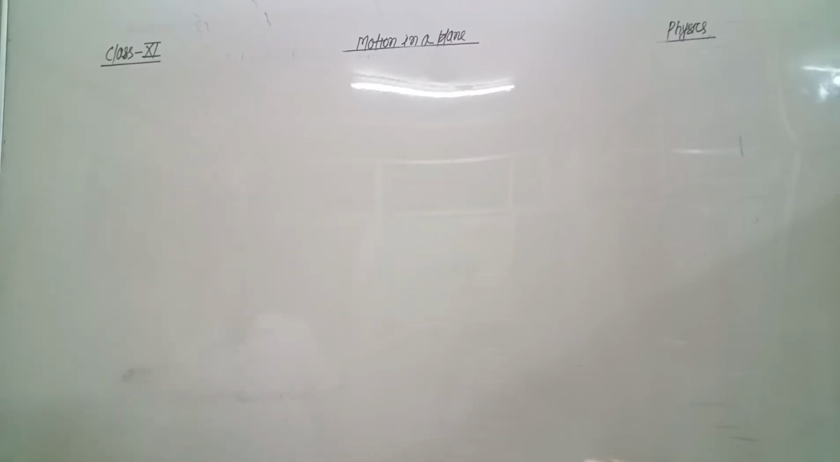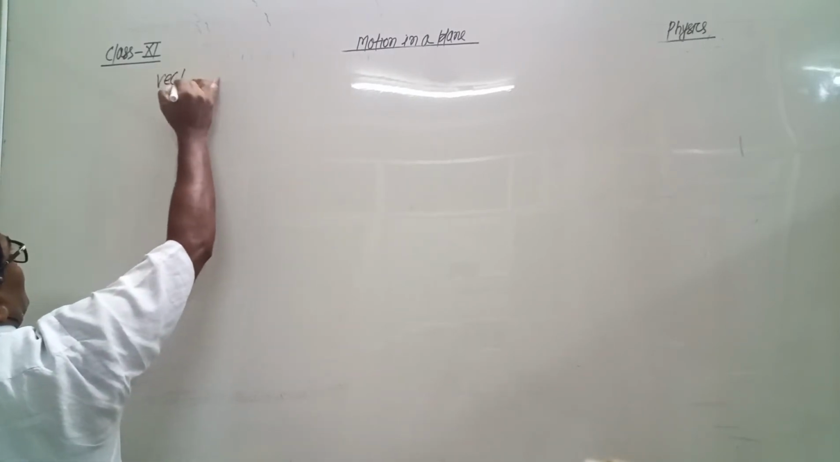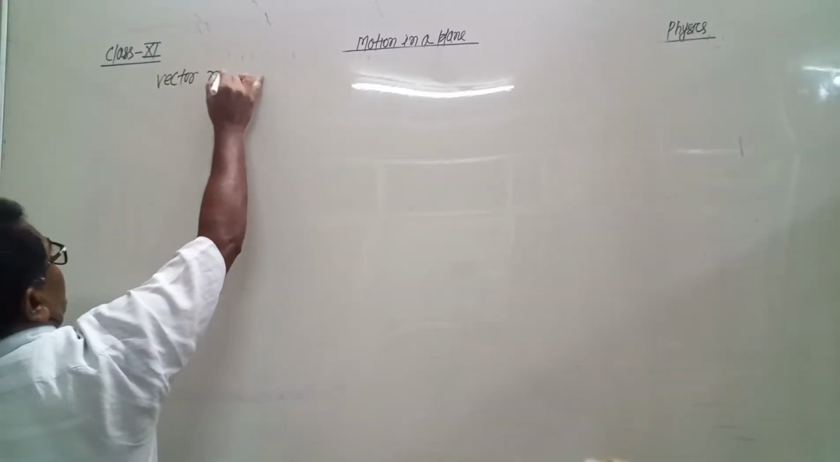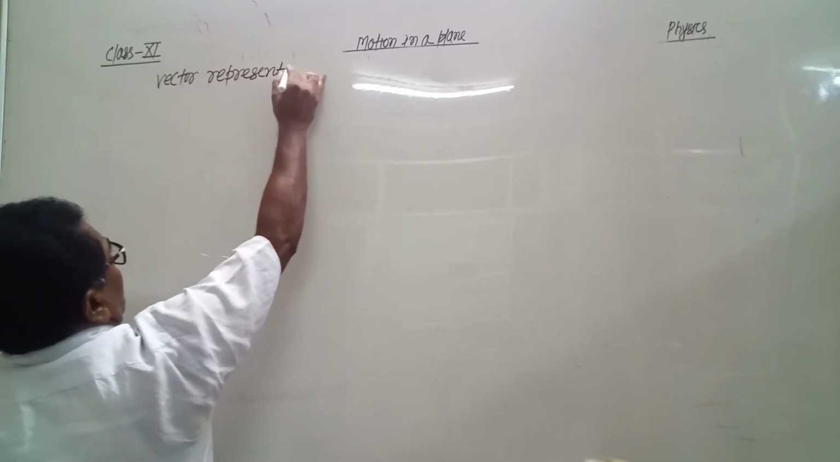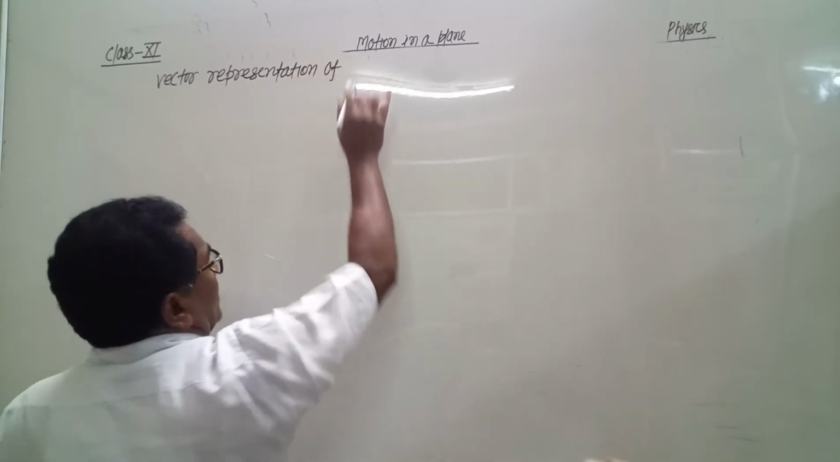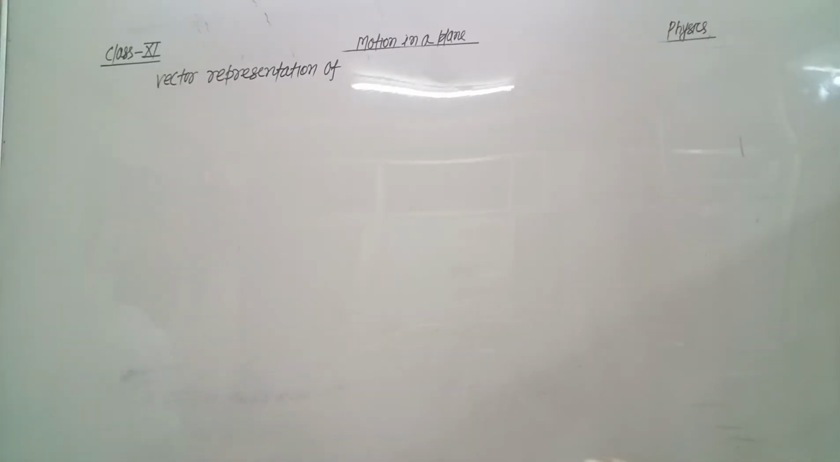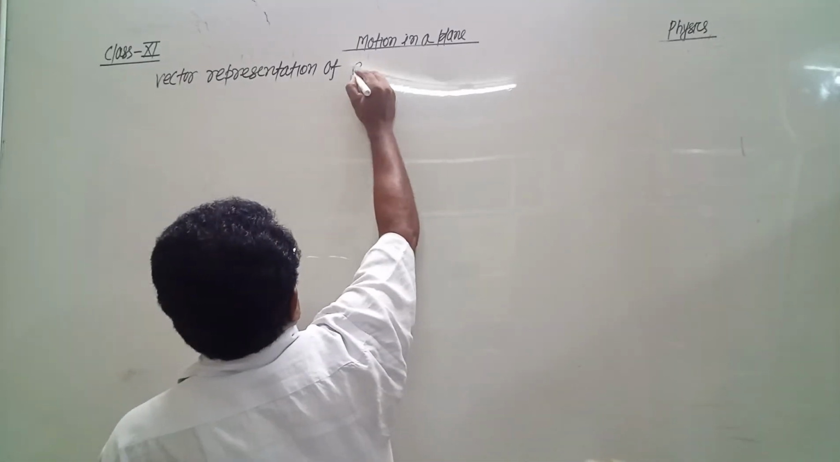We continue the chapter motion in a plane. The topic which we discuss is vector representation of displacement, velocity and acceleration.